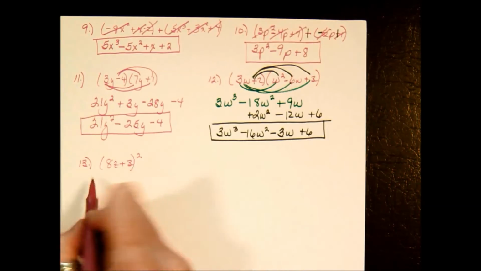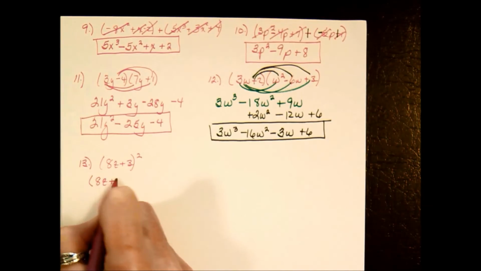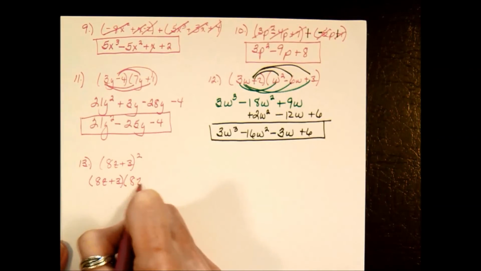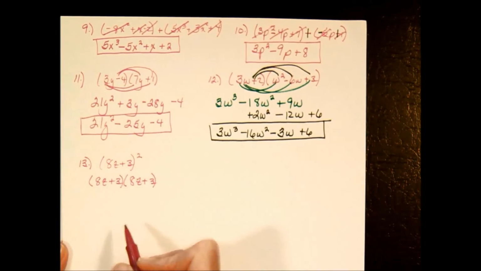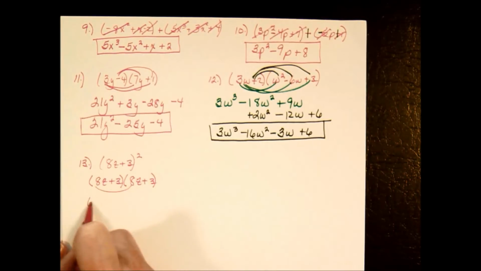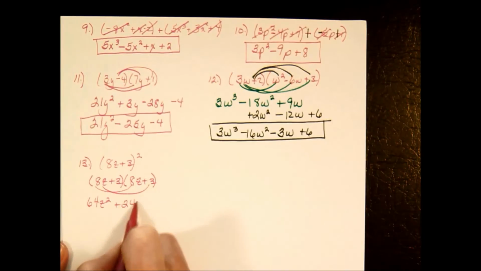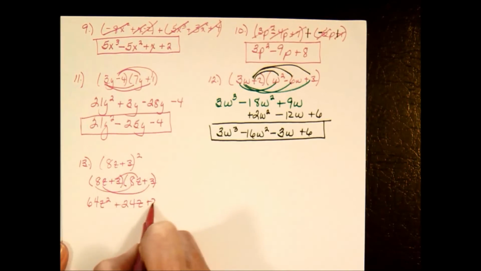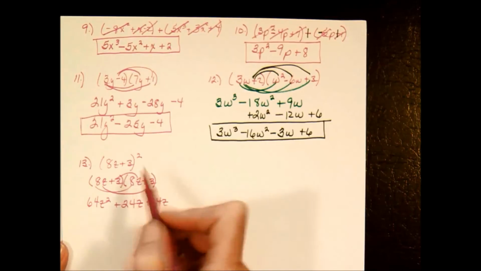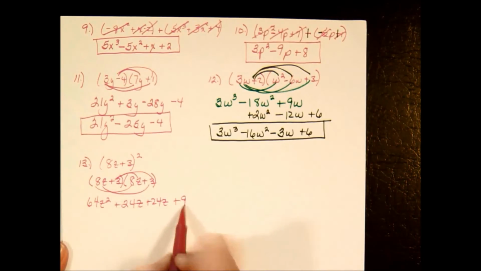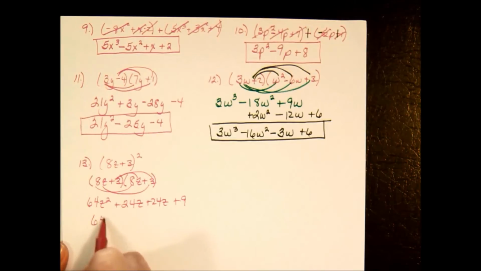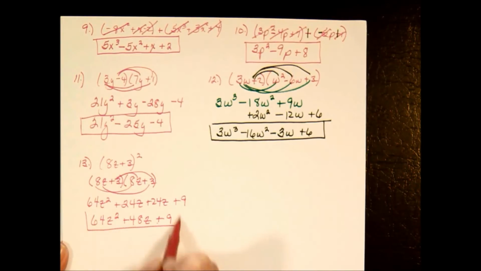So what you have to do is write that binomial twice, 8z plus 3, and then FOIL. So first, 64z squared, outside plus 24z, inside plus another 24z, and then last plus 9. So combining like terms, we have 64z squared plus 48z plus 9. Not hard if you remember to write it twice.